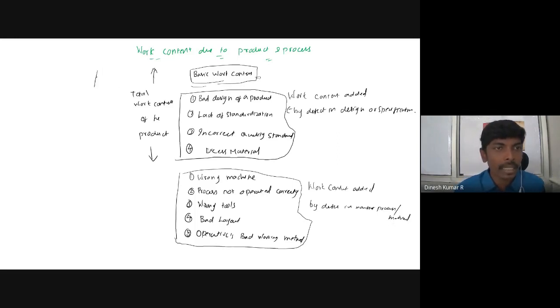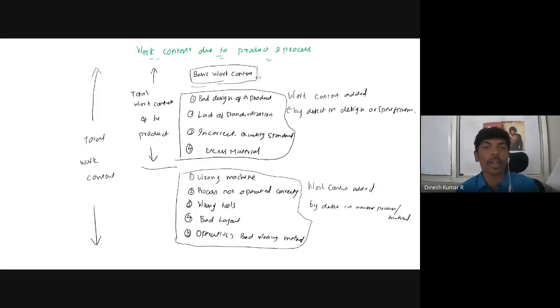So this complete thing is called total work content. The work content of the product is only your basic work content, the design and standard thing, whatever is time added in this standard process. But the total work content is the summation of all these components, including the work content added in defective manufacturing processes. Any doubt till this?